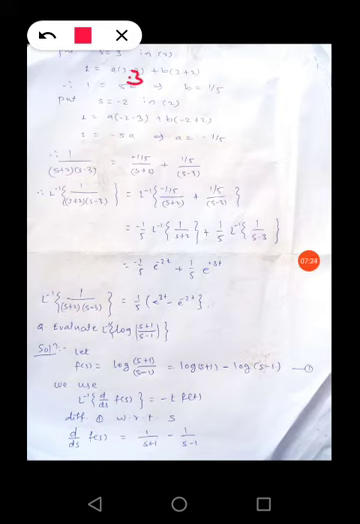Now put s is equal to minus 2 in equation 2, we'll get 1 equal to a into minus 2 minus 3 plus b into minus 2 plus 2. So this will become 0. So 1 equal to minus 5a, that will be a is equal to minus 1 by 5. Okay, so this is cleared.